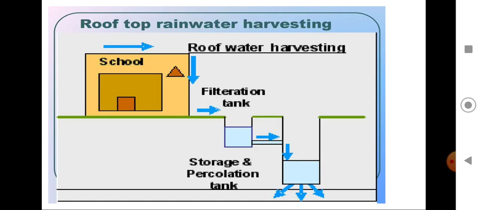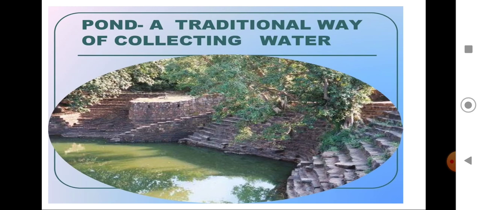Rooftop harvesting can be done not only in homes, but even in hospitals, offices and schools. Like you see, from the roof the water should go to a filtration tank, then to storage and an underground percolation tank. This can be used for later purposes, and it will also take care of water table maintenance, children. So surface runoff water and rooftop rainwater harvesting are very important.